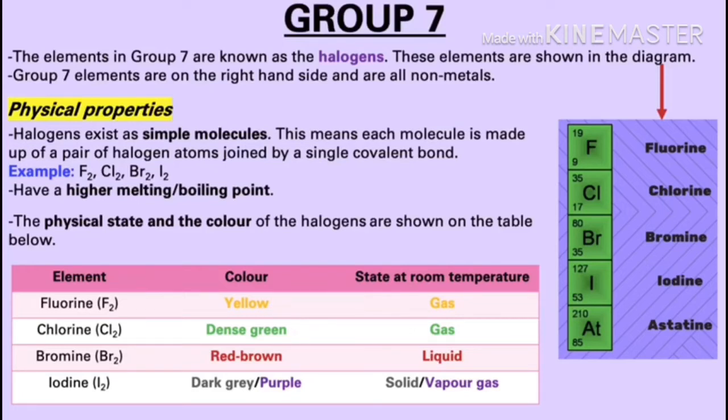Halogens exist as simple molecules. This means each molecule is made up of a pair of halogen atoms joined by a single covalent bond. For example, F2, Cl2, Br2 and I2. Halogens also have low melting and boiling points. The physical state, which means how they actually exist, and the colour of the halogens are shown in the table below.